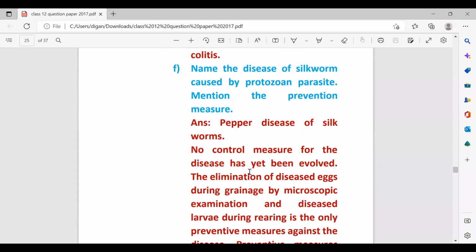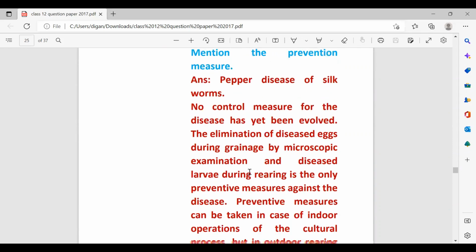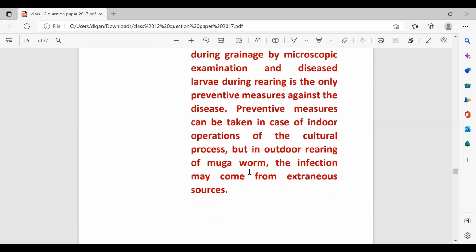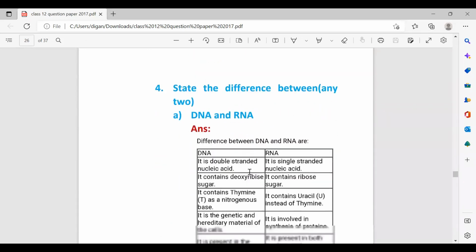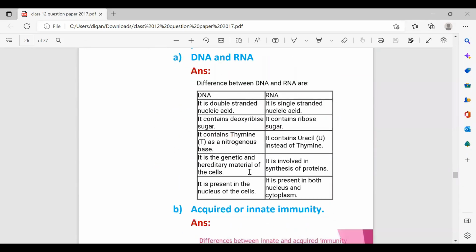Next, name the disease of silkworm caused by a protozoan parasite. Mention the preventive measure. So pebrine disease is of silkworm, and this is the preventive measure. State the difference between any two: DNA and RNA. So this is the difference between DNA and RNA.